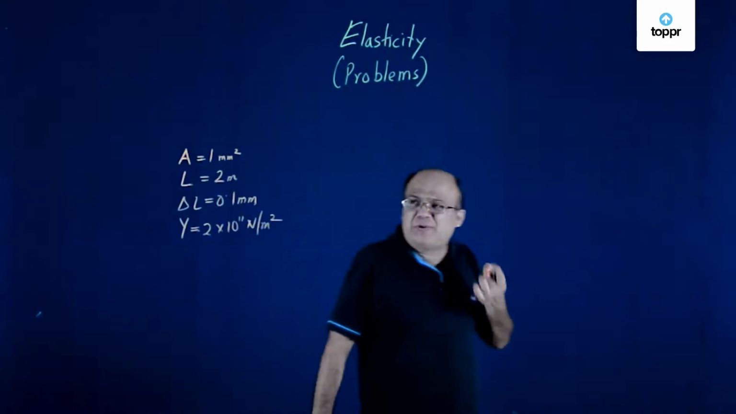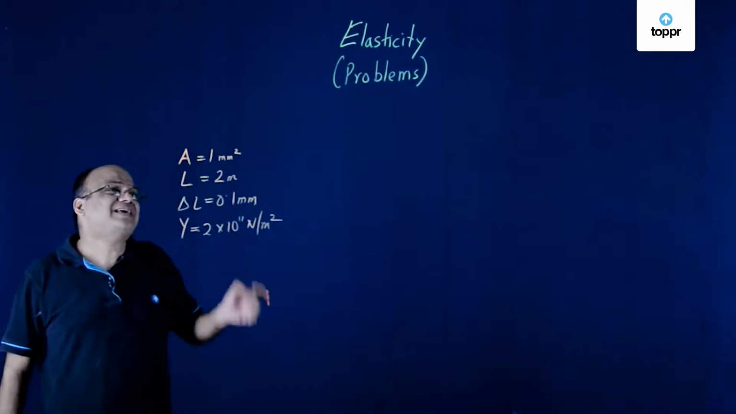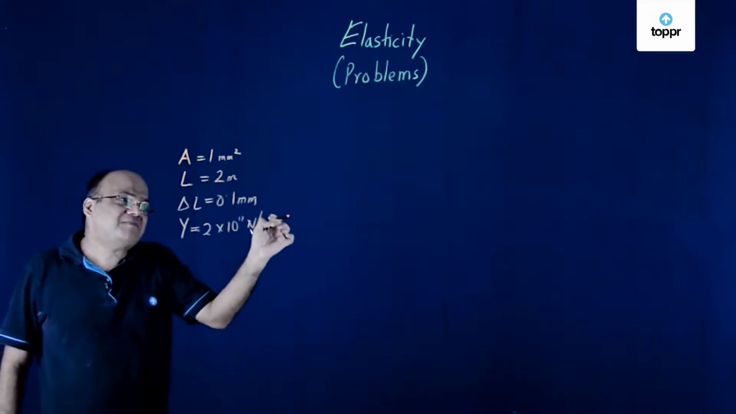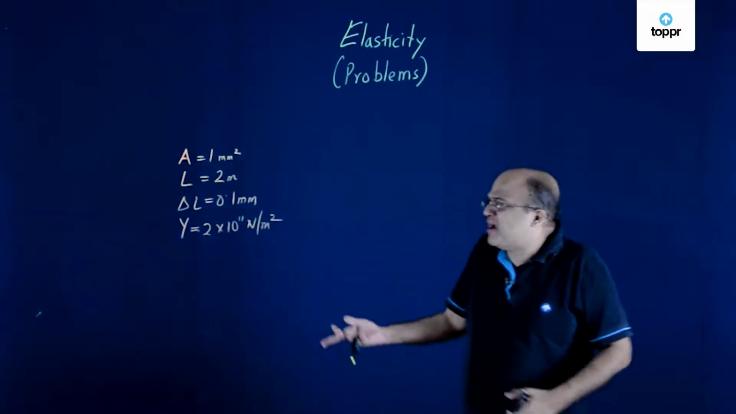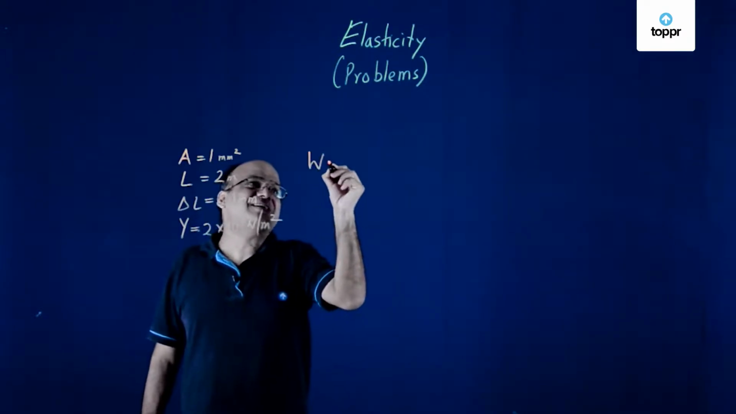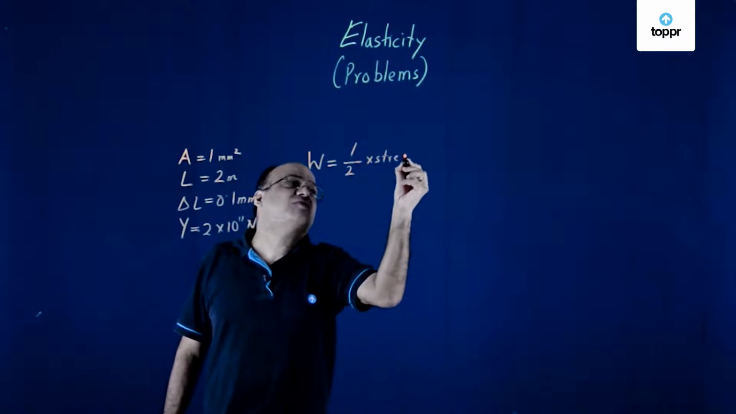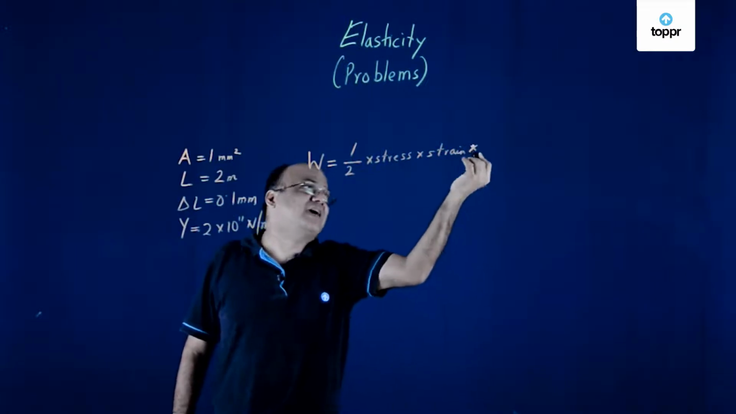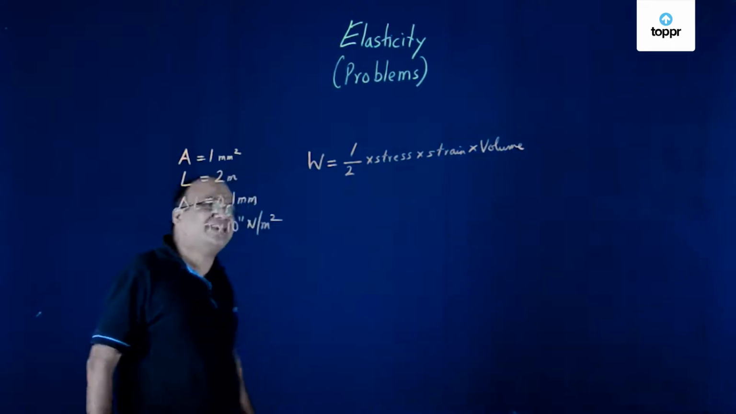Let us look at one problem where the cross-sectional area is given as 1 millimeter square. Length is 2 meters. The increase in length is 0.1 mm. The Young's modulus is 2 into 10 to the power 11 Newton per meter square. We have to find the work done for this extension. So how do we get the work done? Work done per unit volume is half into stress into strain. We multiply this by volume, then we'll get work done. Right? So this will be the work done for this increase in length.